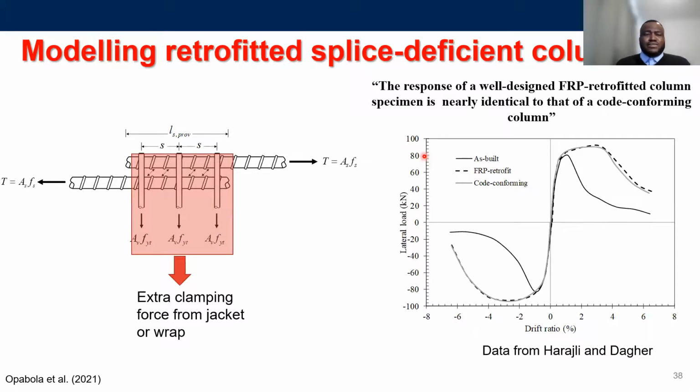But I'll actually talk a bit more about the retrofitted cases. And the idea of retrofitting a column with splice deficiency is to actually provide an extra clamping force from either jacketing or from having a wrap around it. And what we've actually learned from past tests is if you design a retrofit properly, the response is comparable to a code conforming column.